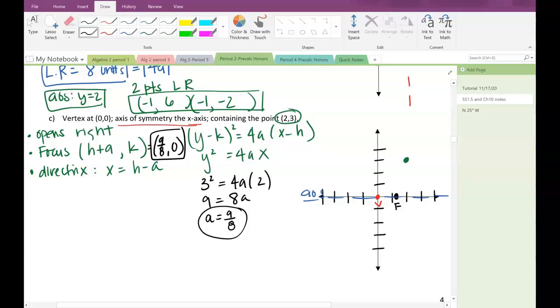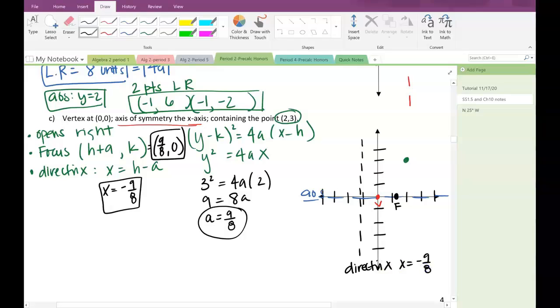Okay, then the directrix is simply h minus a. Well, h is again 0 because the vertex is at the origin, so this is negative 9/8. All right, box that up. So I'm going to go behind and just a tad bit to the left of negative 1. I'm going to write directrix, and I'm going to write x equals negative 9/8.